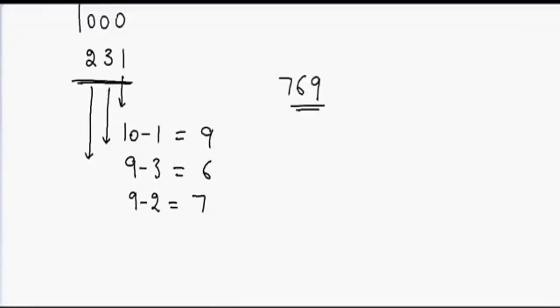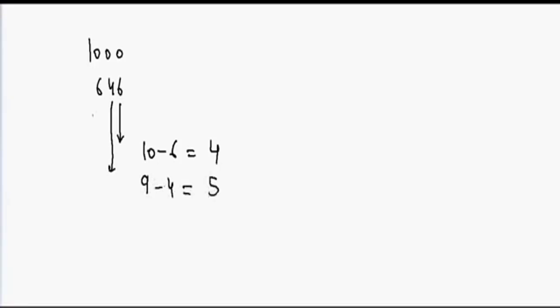Again, if I have 1000 minus 646, in that case I'll take the 6. 10 minus 6 is 4, then I'll take the 4. So 9 minus 4 is equal to 5, and then I take the 6. So 9 minus 6 is equal to 3. So the answer is 354. This method can be very helpful if we are in an exam or in day-to-day calculation.